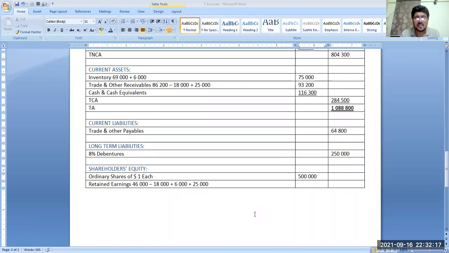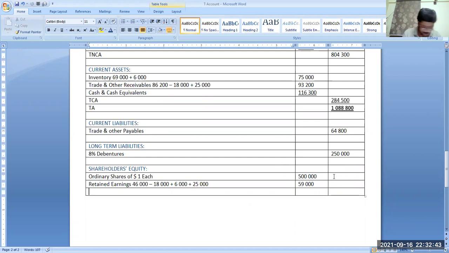Now, 46,000 minus 18,000 plus 6,000 plus 25,000. The answer is 59,000. Retained earnings, 59,000. Okay. What else in the shareholders' equity? Here is the question.